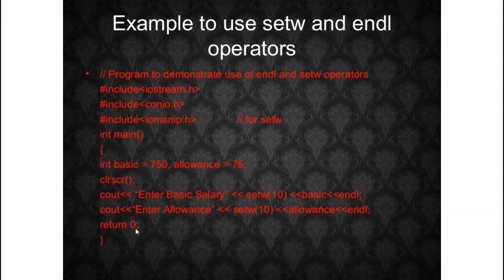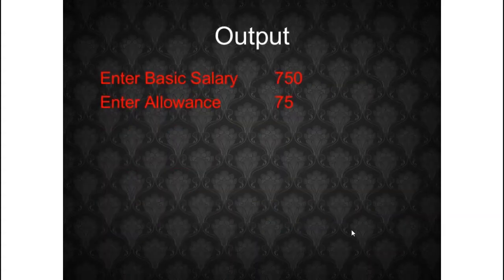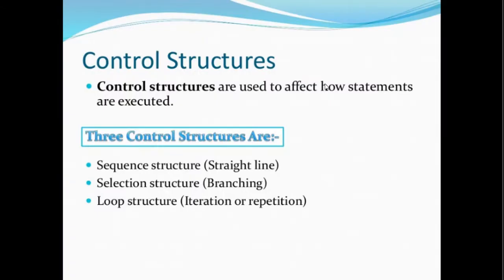Clear screen. Enter basic salary, setw 10. Now the width is set to 10. Basic, then basic will be displayed and endl. The cursor will wait on the next line. Similarly, this line will be displayed. The output of the program is as follows.